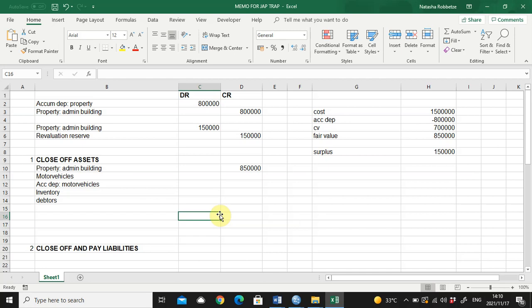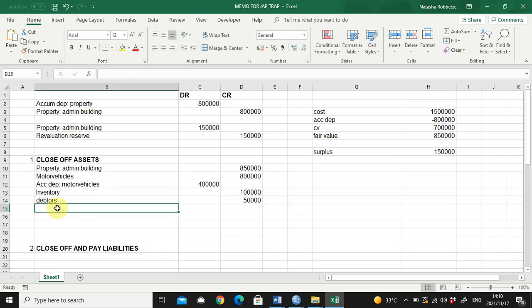Right, so if I look at the motor vehicles, the cost price that I need to eliminate is 800,000. The accumulated depreciation that I need to eliminate is 400,000. For the inventory, I am eliminating a total of 100,000. And for the debtors, I am eliminating a total of 50,000. Then, of course, these accounts will not balance. We need to find a balancing figure and call that a liquidation account.